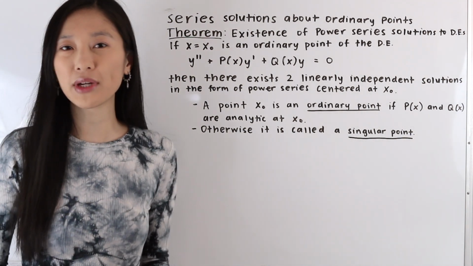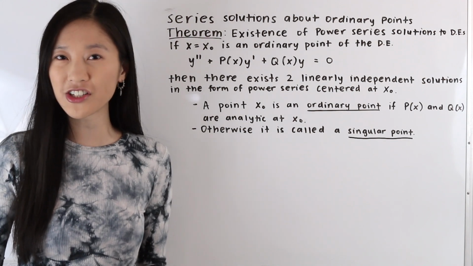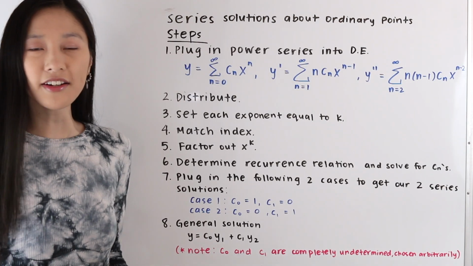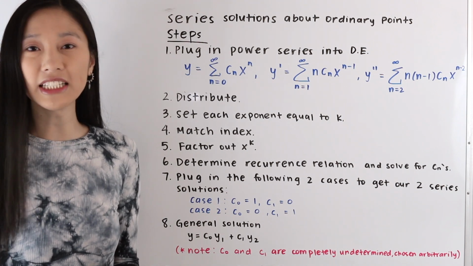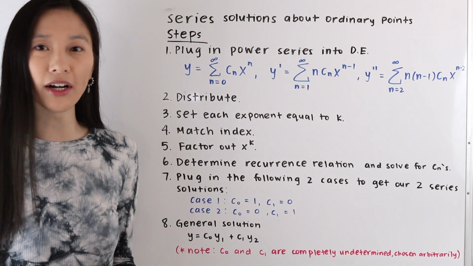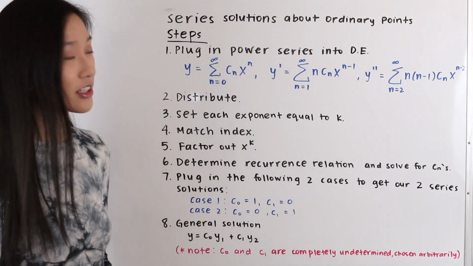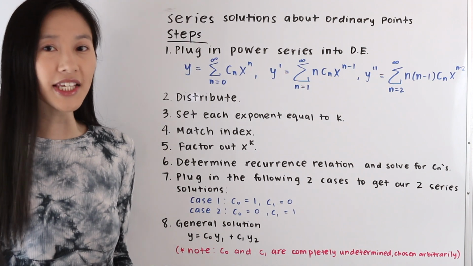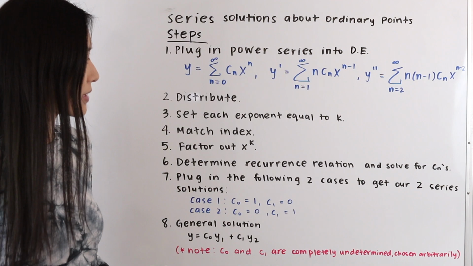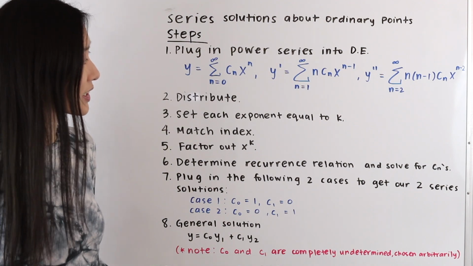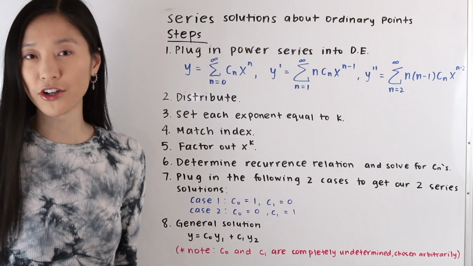So let's go over the steps that we need to perform when solving a second order linear differential equation with variable coefficients using this method. Here's an overview of the steps for solving a differential equation using the method of series solutions about an ordinary point. In step 1, we need to plug our power series into our differential equation. In this step, all we're doing is making the assumption that y is equal to the summation from n equals 0 to infinity of cn x to the n, and we're just applying the power rule to get our derivatives.